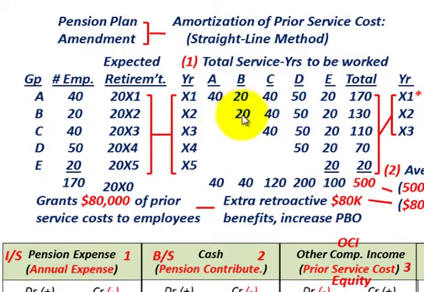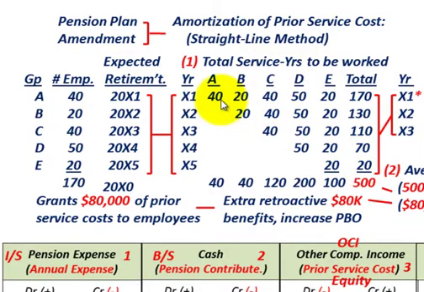But when year X2 comes around, Group A would have retired at the end of year X1, so they wouldn't be included. You just take Group B through Group E, and the total service years worked would be 130. When you move to year X3, Groups A and B would have retired, so you have only Group C through Group E, for a total of 110 service years. In year X4, you just have Groups D and E, for a total of 70 years. And in year X5, Group E would have worked the whole year and retired at the end of the year.